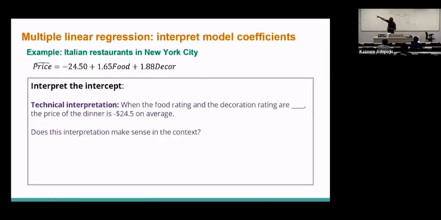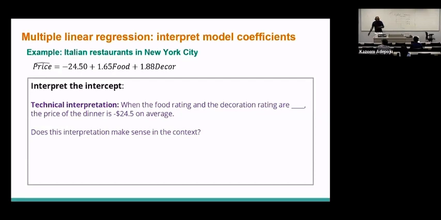This is a fitted model where you're going to have the predicted price equal that plus 1.65 food plus 1.88 decoration. Now, when we have this, how can we interpret it? Unlike in the polynomial regression, where interpreting the slope may not make sense, interpreting the slope will make sense in multiple linear regression. Now, the technical interpretation: when the food rating and the decoration rating are zero, the price of the dinner will be that.